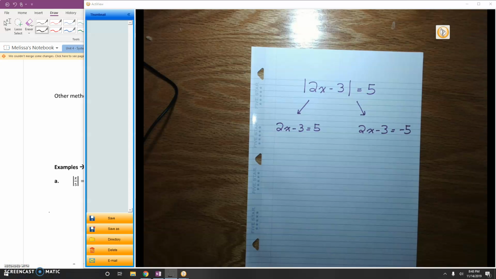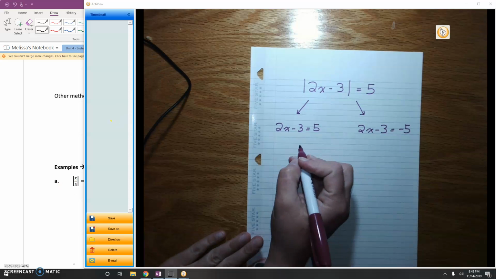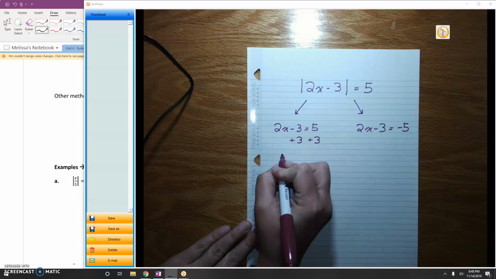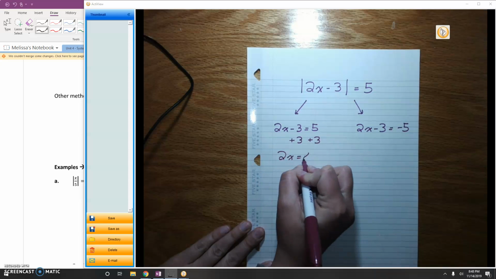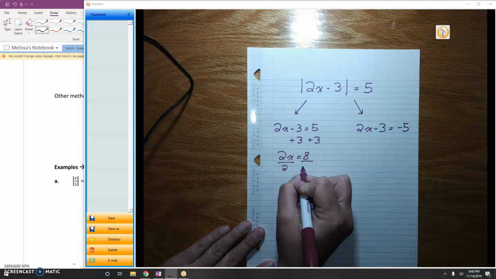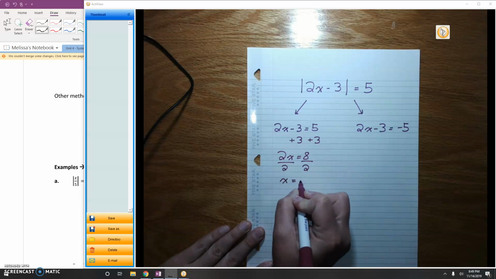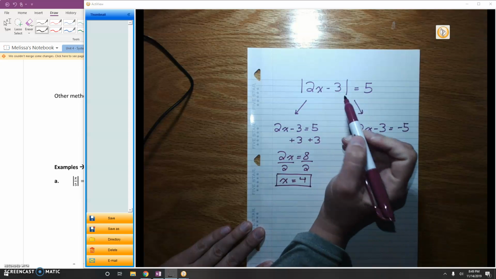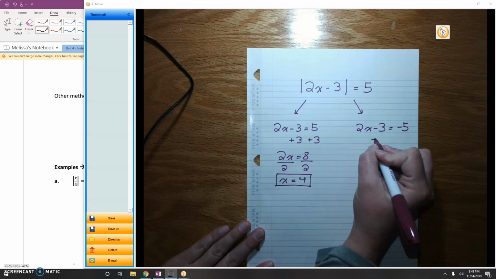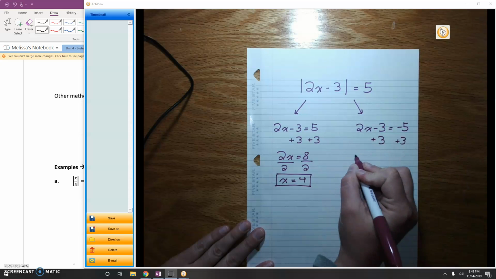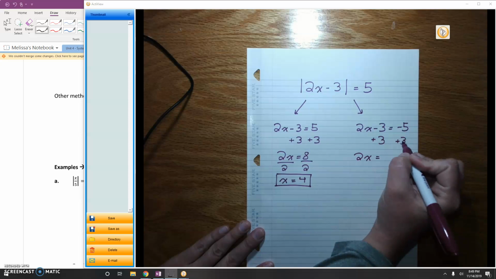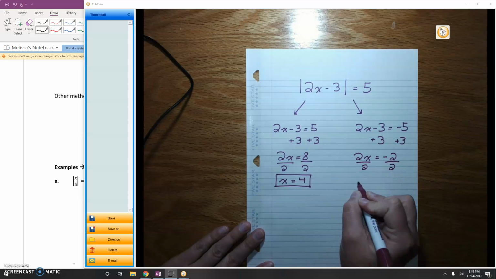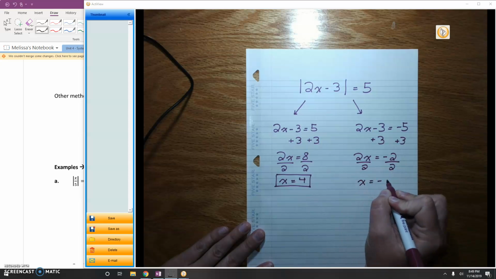All right, so let's find our two solutions. First off, for this one on the left, where is this going to be equal to +5? If I add 3 to both sides, I'm left with 2x is equal to 8. Let's go and divide by 2. I have the value x is equal to 4. So that is one x value that would make this a true statement. Now, let's go ahead and solve this one. If I add 3, I have 2x is equal to, well, -5 plus 3 is -2. Divide by 2, divide by 2. I have x is equal to -1.